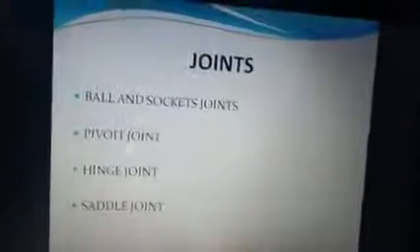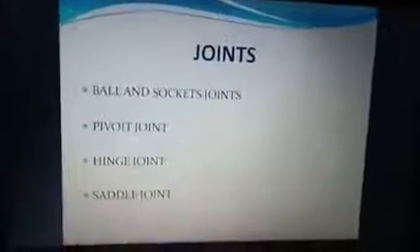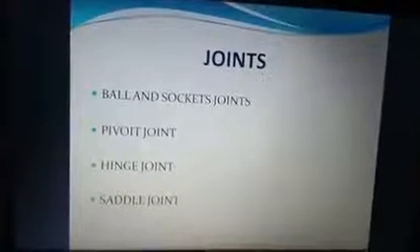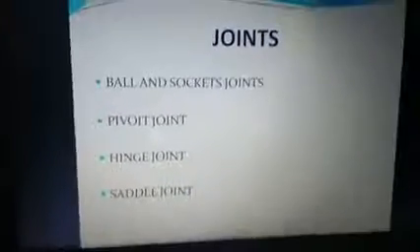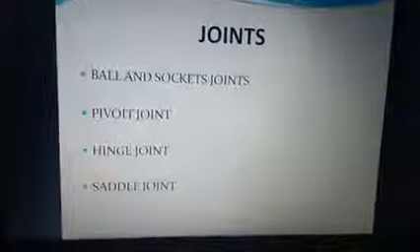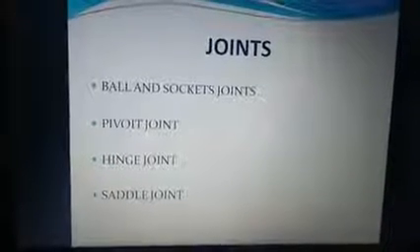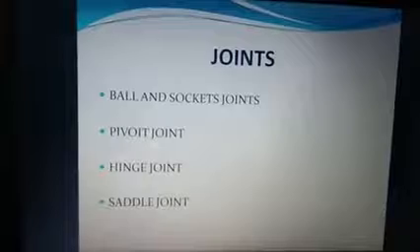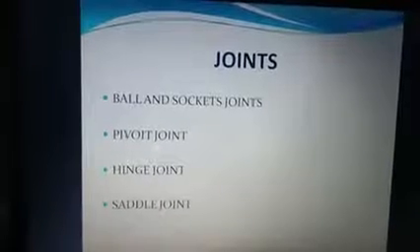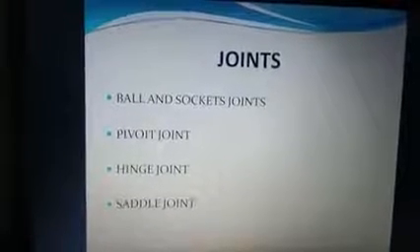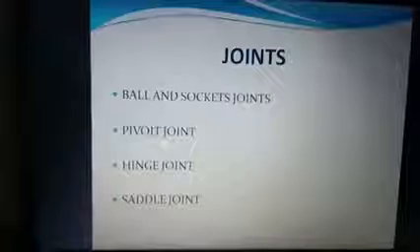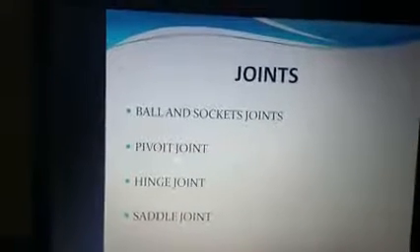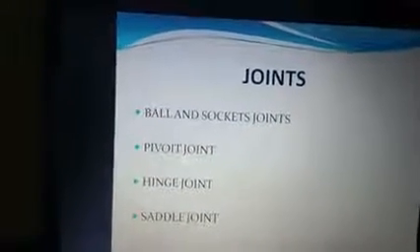The last one, number 6, is joints, which we are going to discuss now. A joint is formed when two bones meet. Some joints in our body are movable whereas others are immovable. The bones of our skull are fixed, so the joints between them are immovable.